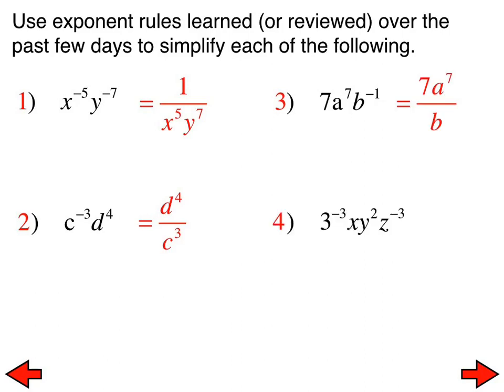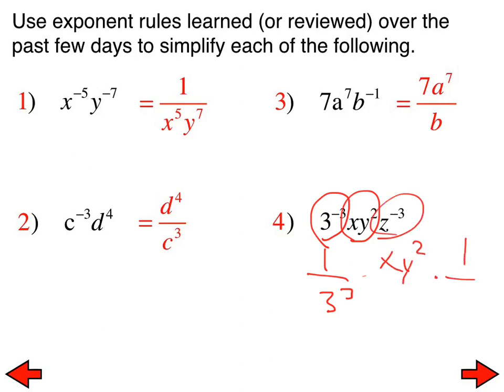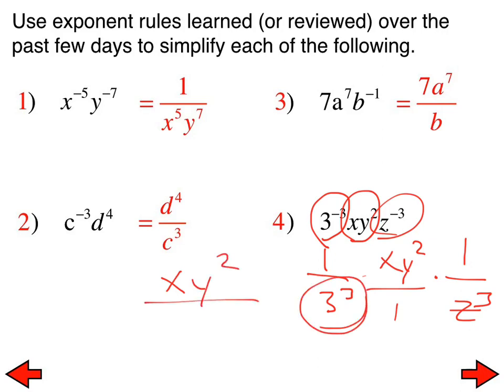another similar idea. This means 1 over 3 to the 3rd. This means xy squared. This means 1 over z cubed. If you want to think of this as over 1, you can. And then multiply straight across. You get xy squared over, and remember I mentioned this yesterday, we're no longer leaving a base that is a number to an exponent like that. We need to figure out what it is. That's 27. So xy squared over 27 z to the 3rd.